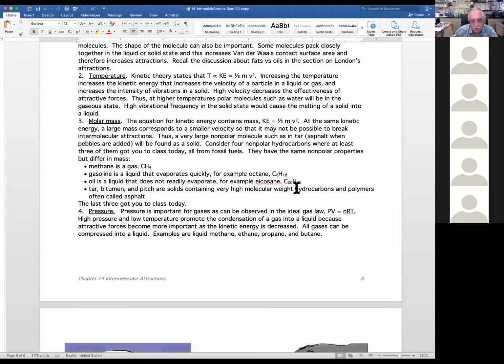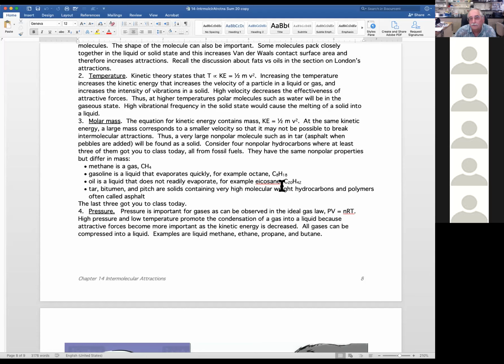And then we can look at some molecules that are all nonpolar from fossil fuels. Methane is a gas, only attracted to each other by London forces. Gasoline is a liquid that evaporates quickly. All London forces, simply the mass effect, right? The mass is bigger, so it's harder to get it into the vapor phase. Oil is a liquid that does not readily evaporate.